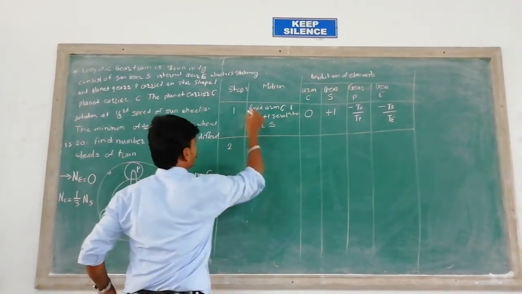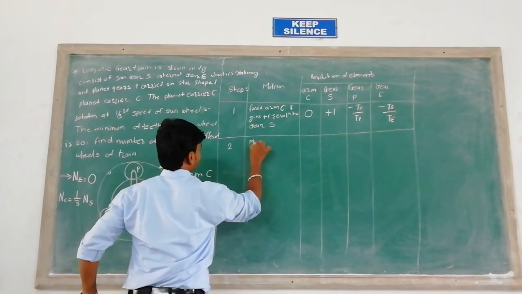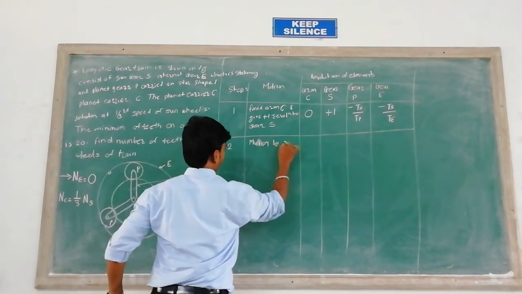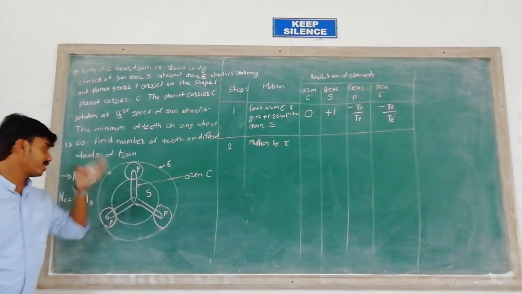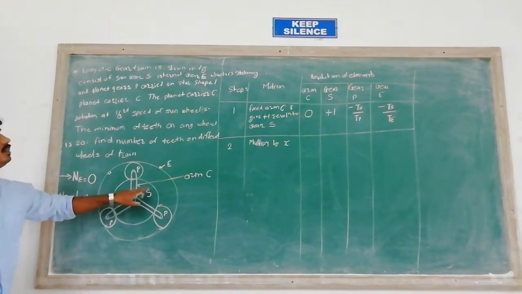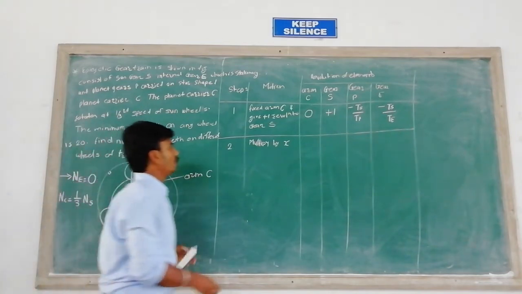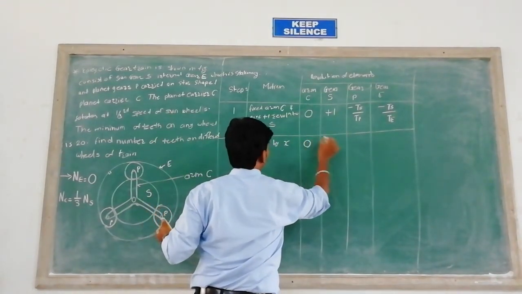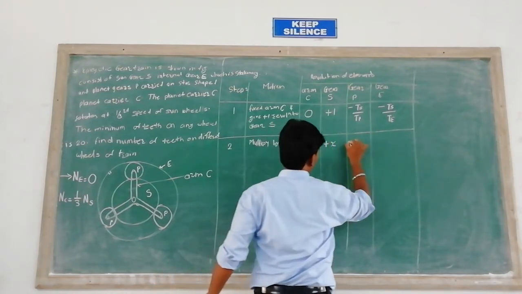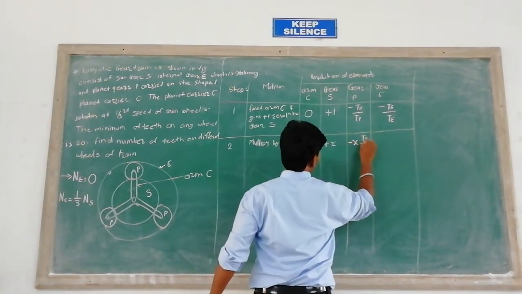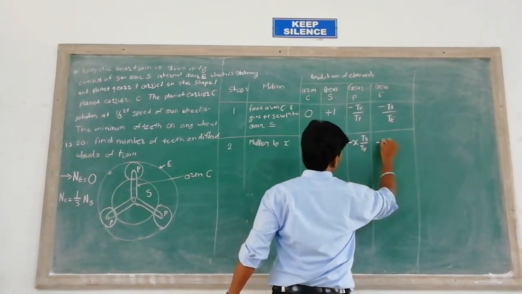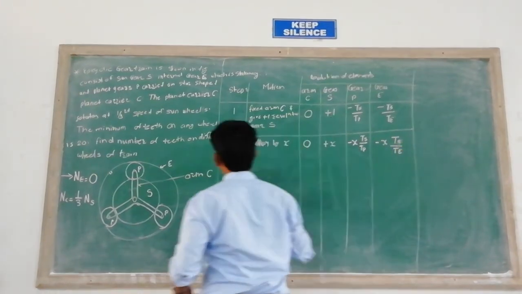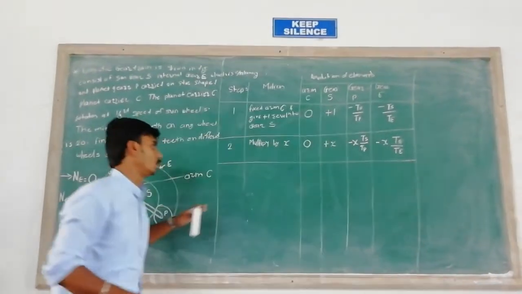Second step: what is our second step? Multiply by x. Multiply by x means, instead of giving plus 1 revolution to gear S, we are giving x revolutions to gear S. But in this case, C is fixed, therefore this is equal to 0, this is equal to plus x, this is equal to minus x into TS divided by TP, and this is equal to minus x into TS divided by TE. This is step number 2.